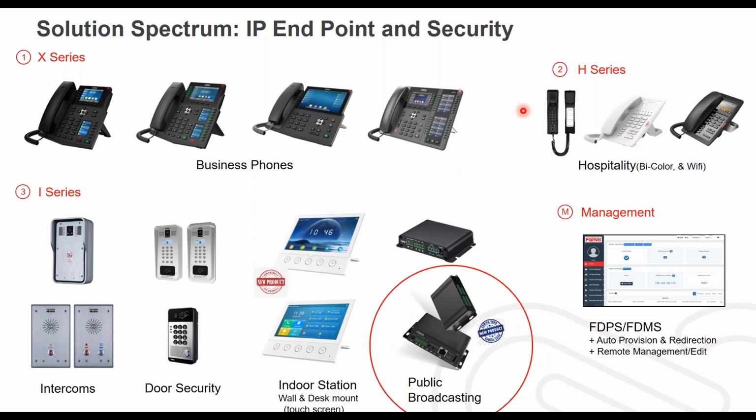And this is not a full set of solutions. We have far more in-depth SKUs, but this gives you a quick high-level overview of the different marketplaces that we address. We have a lot of different colors in both black and white, as well as differentiating features in the hospitality series, like incorporating Wi-Fi into many of these hospitality phones. That's something that we're introducing very shortly. Third, besides the business phones, is what we call the I series, which is our intercom series.